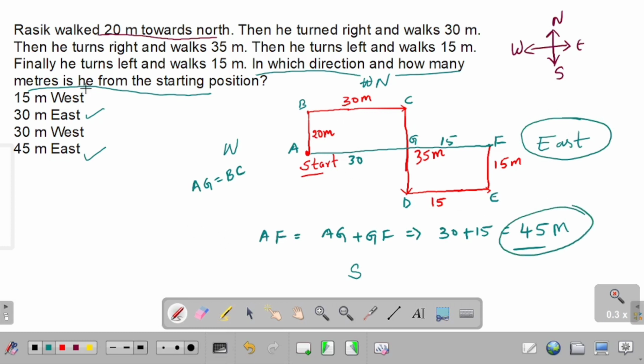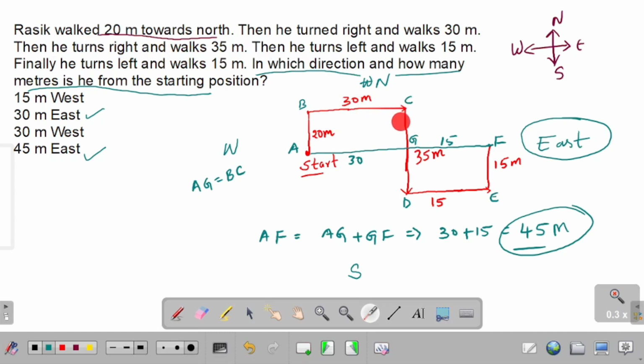Okay, I will explain it. Rasik walked 20 meters towards the north. So here is the starting point, this one. Here he walks towards the north side. How much is it? 20 meters. Next, he turned right. So it is right, right? So he turned right and walks how much? 30 meters.